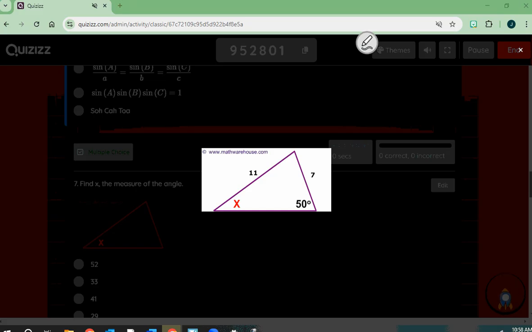Oh yeah, let's go back to 50. Oh wait, yeah. It's sine 50 over 11 equals sine x over x, and then you cross... you can just divide by 11. I would say no, it's fine. You see how x is a lot smaller.